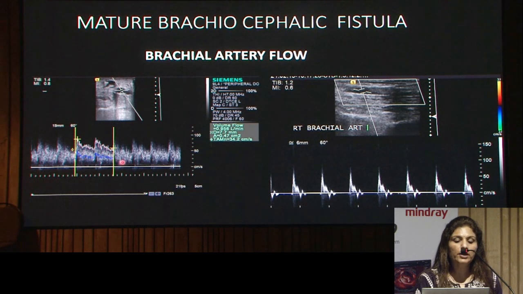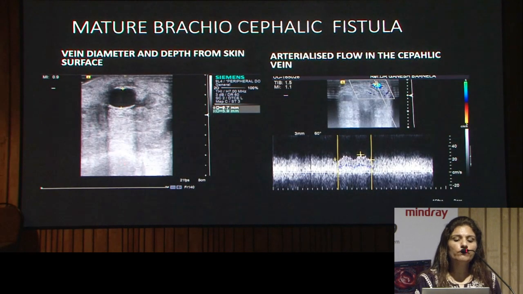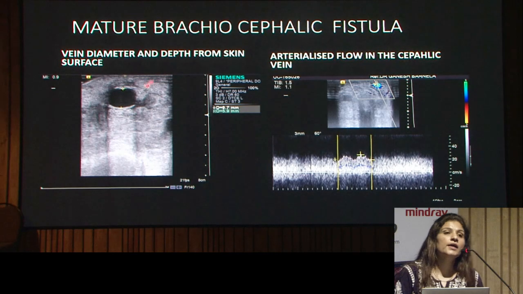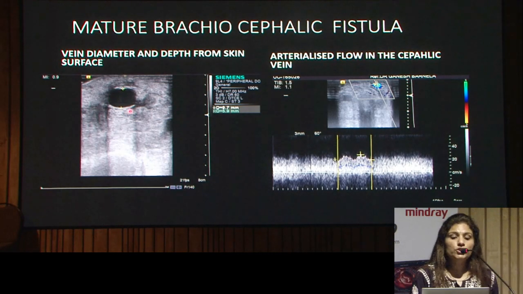But here, after a brachiocephalic fistula, we see the brachial artery is showing a low resistance type of flow with a lot of diastolic component. That means that it has now matured and is supplying the fistula. Again, the cephalic vein has dilated and is at a distance of 5.9 millimeters from the skin surface. So these are all criteria for a fistula to be called mature.